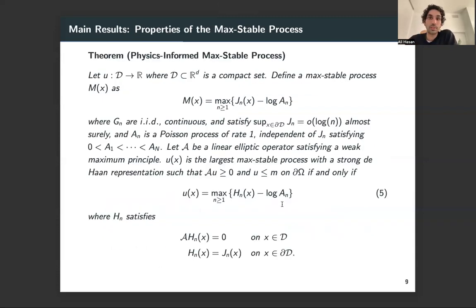And we formalize these optimality conditions in this theorem, which basically says that if we have a max stable process given by this U, with the spectral measure given by Hn, then if Hn satisfies this PDE, then this will be the largest max stable process with the de Haan representation such that this property is satisfied. So U is a subsolution, and the property that the solution is less than the max stable process on the boundary is also satisfied.